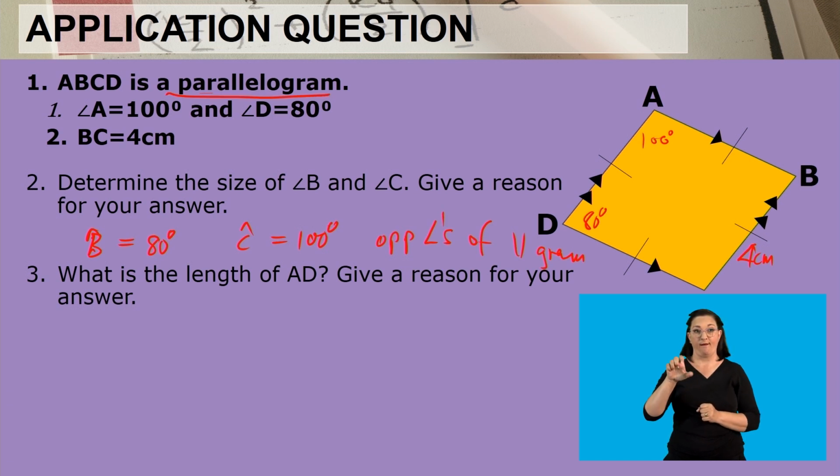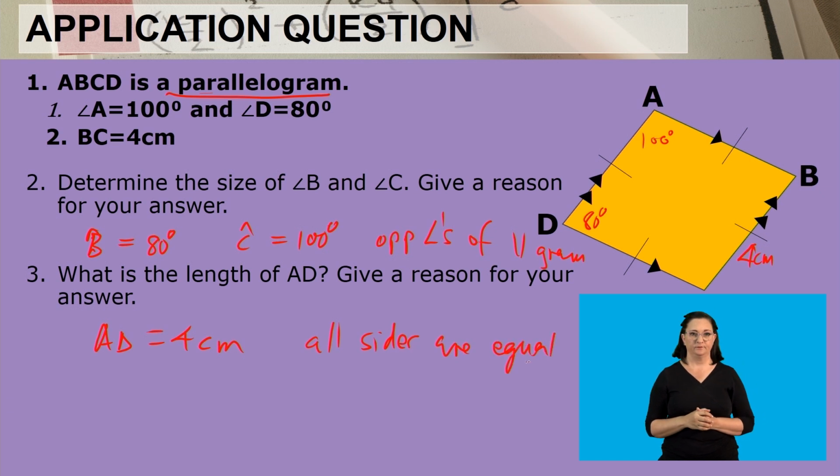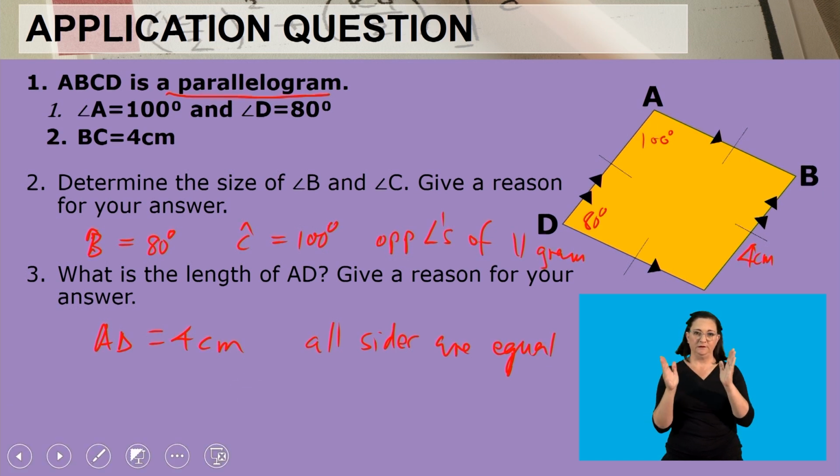What is the length of AD? And we are given that BC is 4 centimeters. AD is opposite BC and BC is 4 centimeters. Therefore, AD is also 4 centimeters. The markings show us that the sides of a parallelogram in this case are equal.